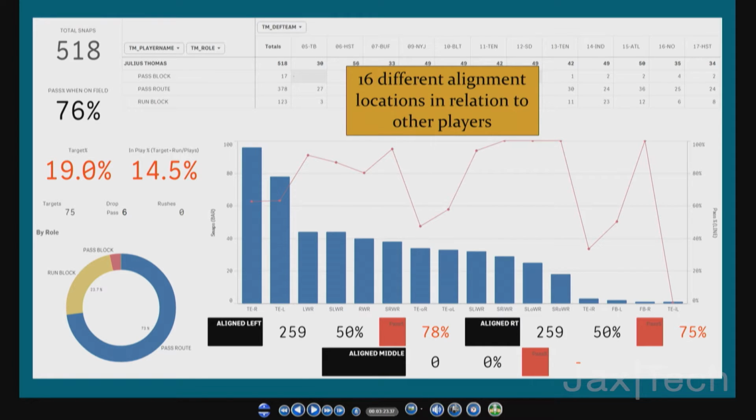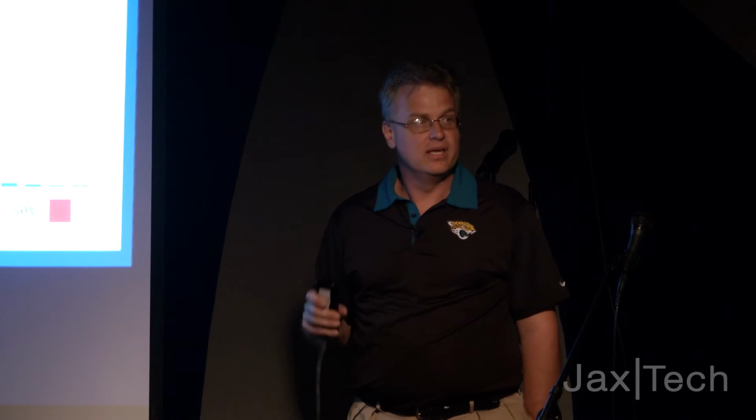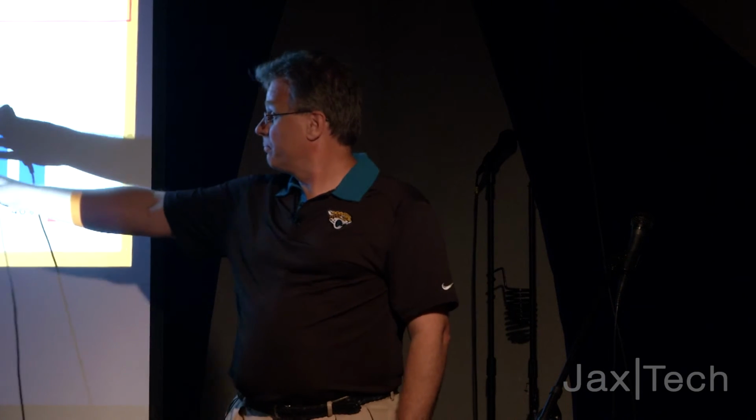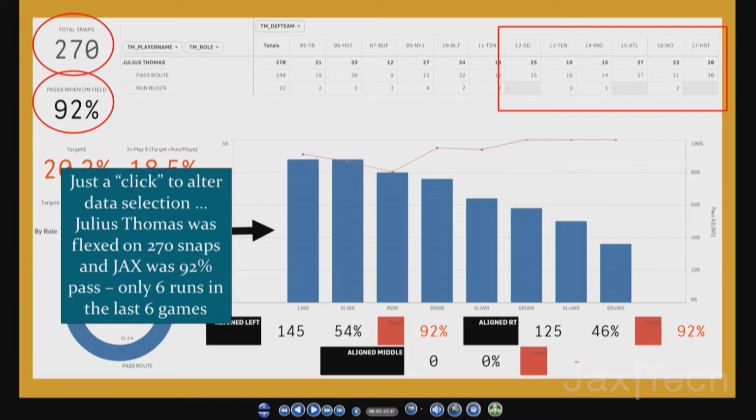We look at the red line, which is the run-pass percentage when he lined up in those different locations. The one thing I really like about this software is that with a click of a button on that bar chart, I can select the 8 bars where he lined up outside of being a tight end, in the flex position, and every other chart on the page changes with it. So it's a real quick way to do data selecting and data mining.